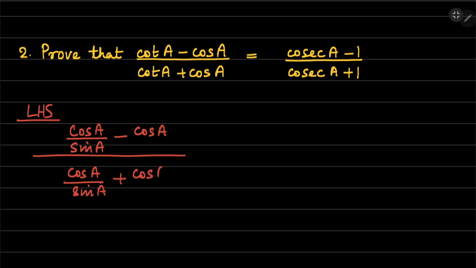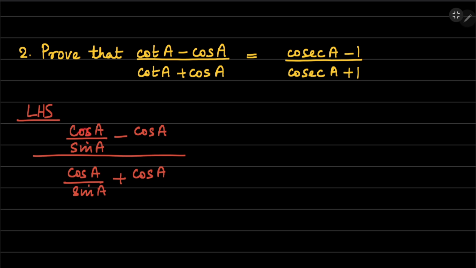plus cos A. Okay. Now you should not take the LCM here, right? Because if you take the LCM here, that is sine as an LCM, what will happen? The first term will be cos A minus the next term will be sine A cos A. Okay, and the denominator will also be sine A plus sine A cos A, but we don't need a sine A in the numerator. Look at the expression that we have to reach, right? This is the identity that we have to prove finally. So you need a minus 1 and a plus 1.